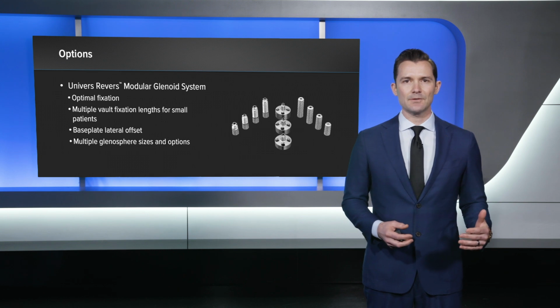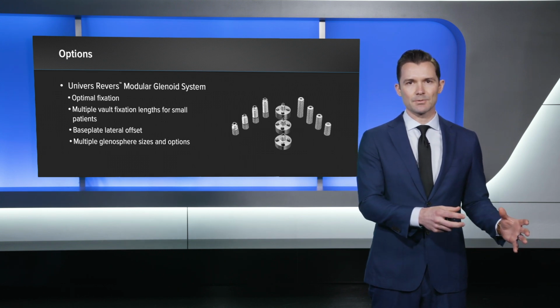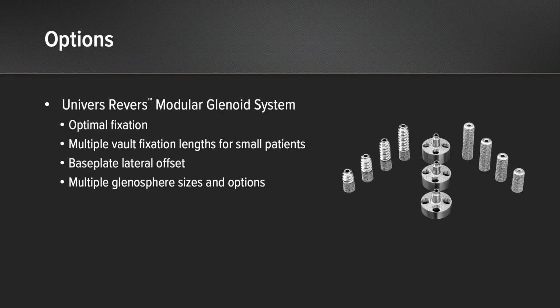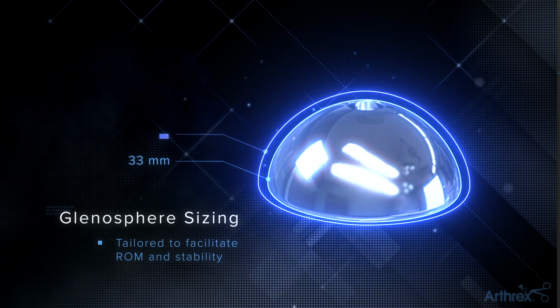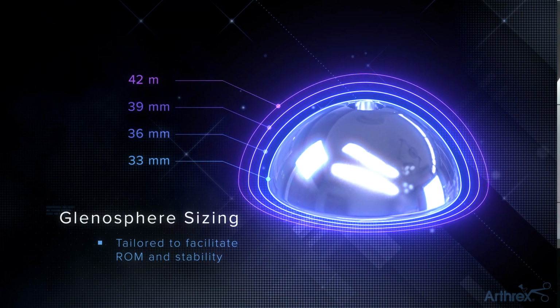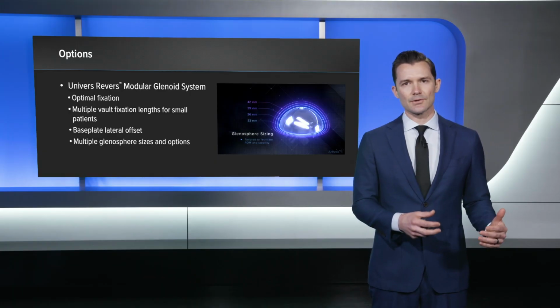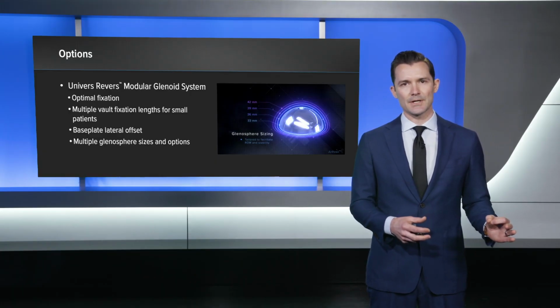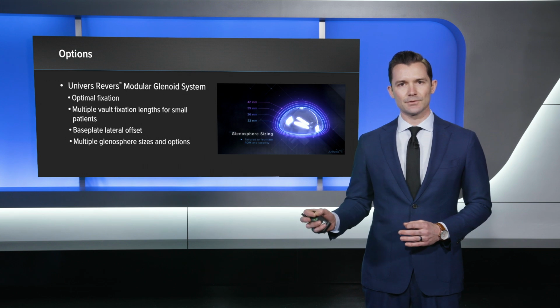On the base plate side, we can use an offset base plate for metallic lateralization, and this can be a neutral or up to a +4 lateralized base plate. And then we have multiple sizes and offsets on the glenosphere side. We have eccentric glenospheres that we can use for our patients, as well as a 33 glenosphere for very small patient anatomy, up to a 42 glenosphere.